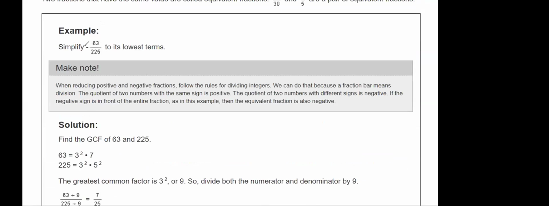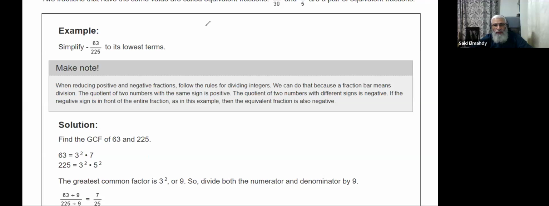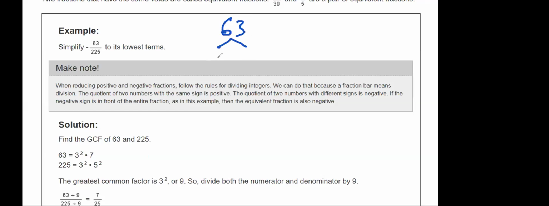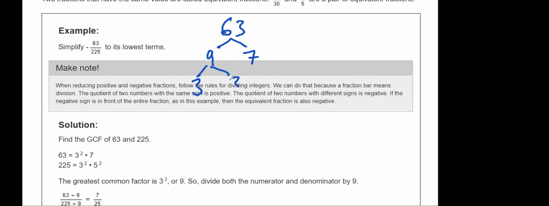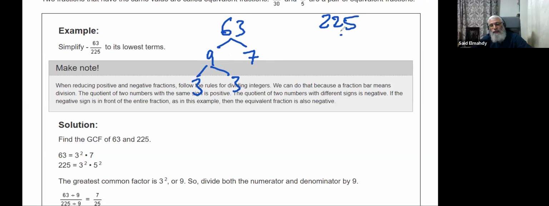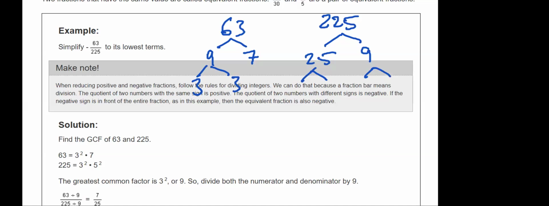Read this example. Simplify minus 63 over 225 to the lowest terms. So we factorize 63. It is what number times what number? 9 times 7. And 9 is 3 times 3. And 225 is 25 times 9. 25 can be factorized to 5 and 5, and 9 is 3 and 3.